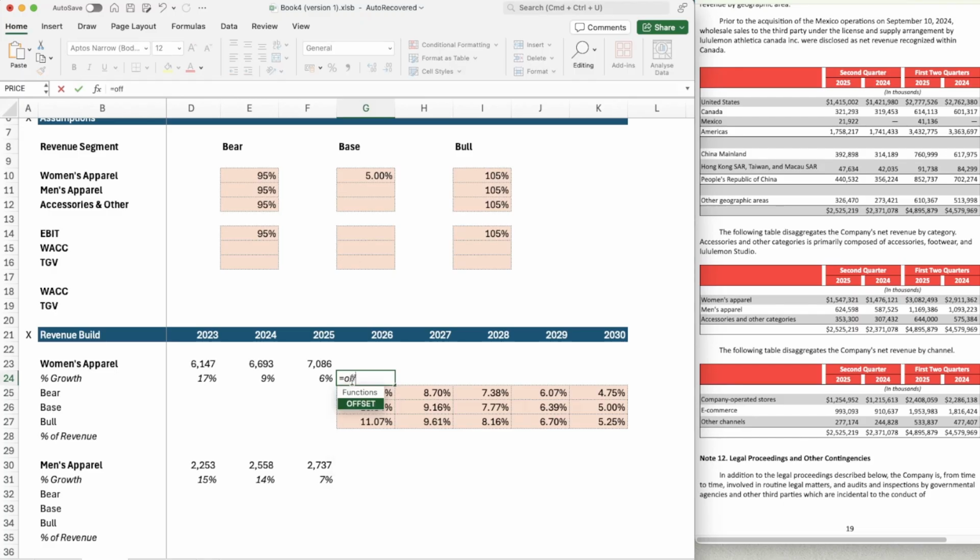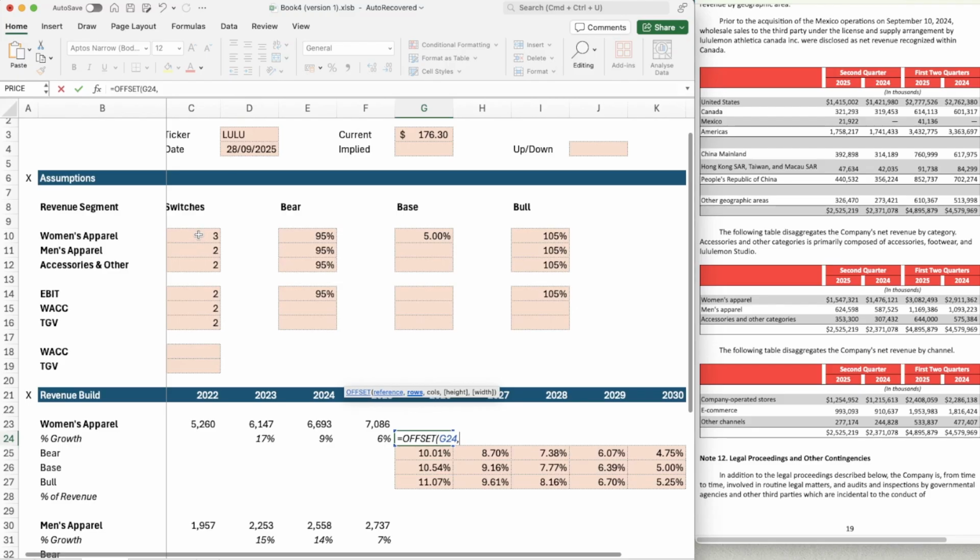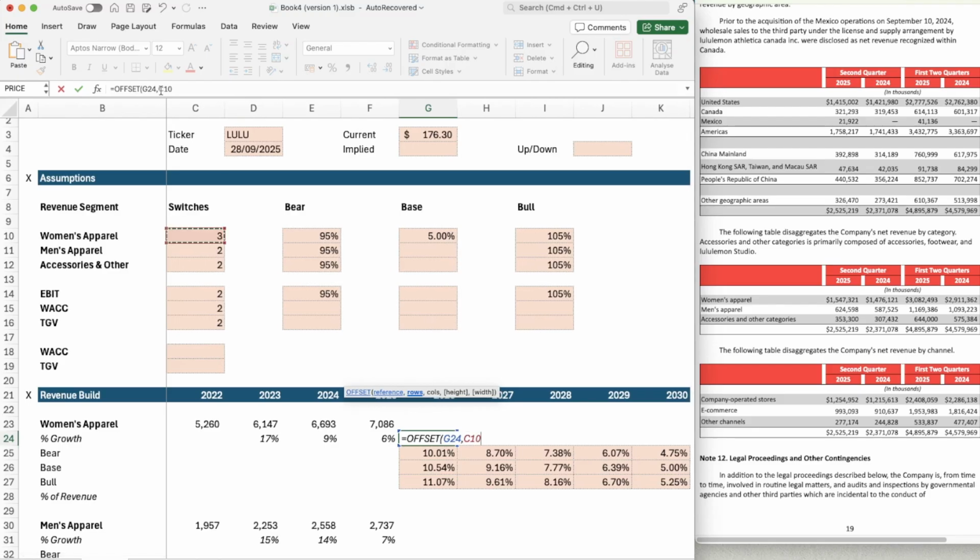So let's use this function called offset. You equals offset, and then select the cell that you're in. So in this case, it's G24. Then you put the switch in, but lock that. So lock that C10, and make sure it corresponds with where your switch is on your spreadsheet. And then you just put a 0 at the end. I don't know why, but that's how it works. So we have 11%.